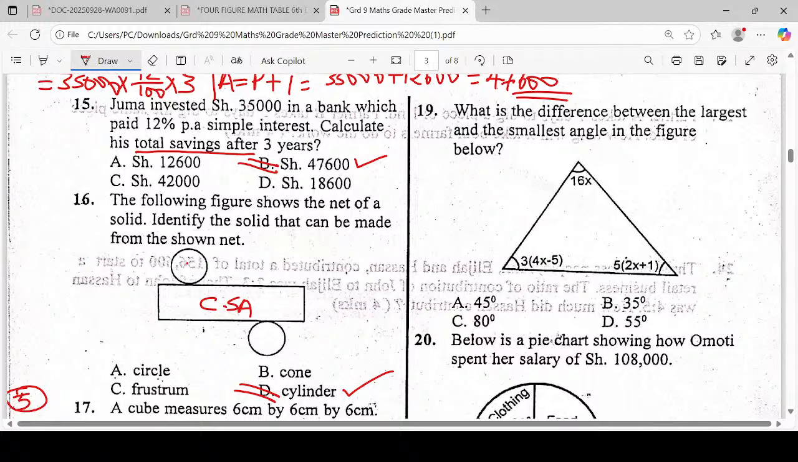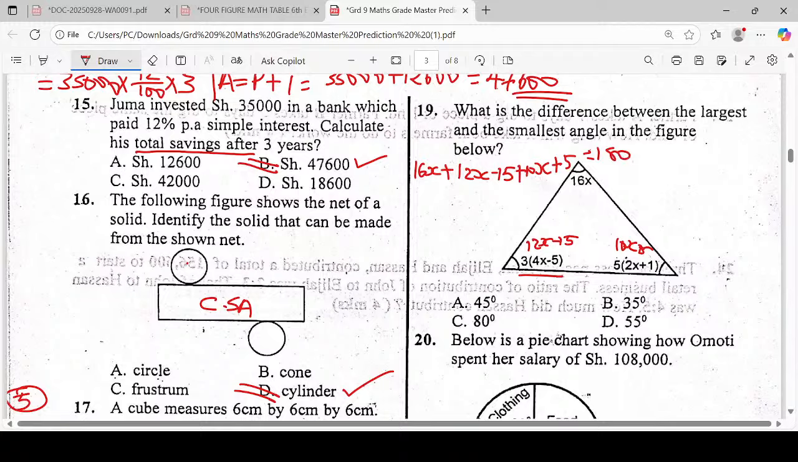You know that this is a triangle, and one property you know is that angles inside a triangle add up to 180 degrees. So when I take 16x plus this angle here, which when I open this will be 12x minus 15. So plus 12x minus 15. This one when I open this will be 10x plus 5. So plus 10x plus 5. This should give me 180.